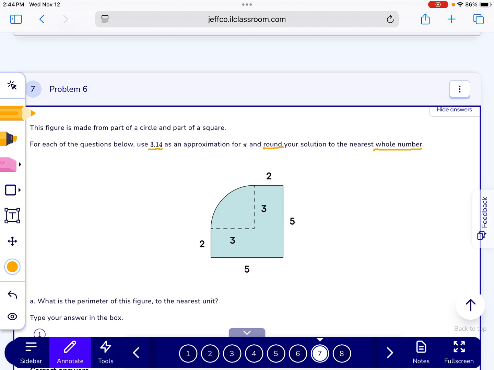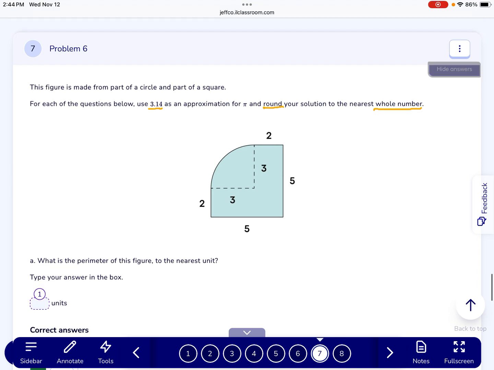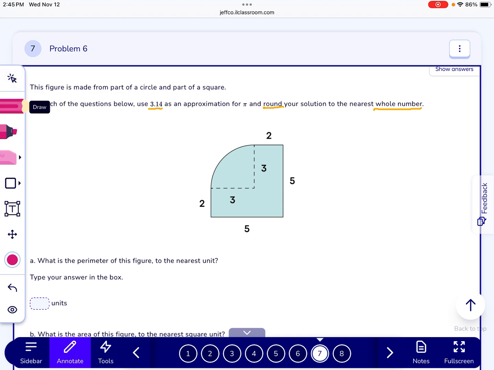Good to know. All right, so our first task, what is the perimeter of this figure to the nearest unit? So again, the nearest whole number. All right, so perimeter. That means outside pieces, and for the quarter circle here, that means we are going to use circumference. Well, let's do our square piece first.